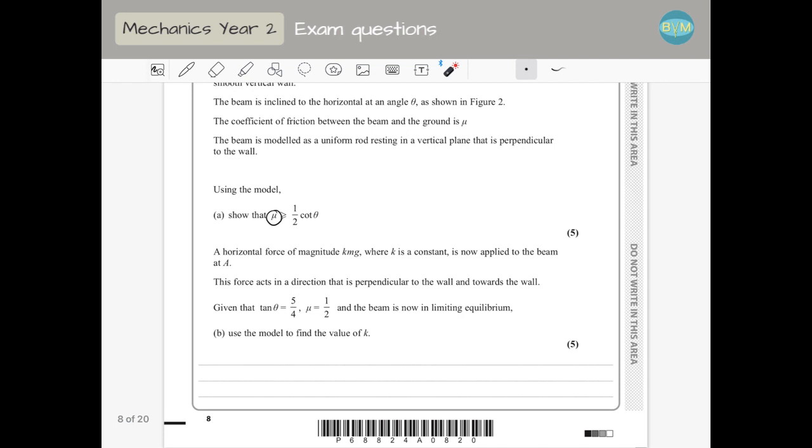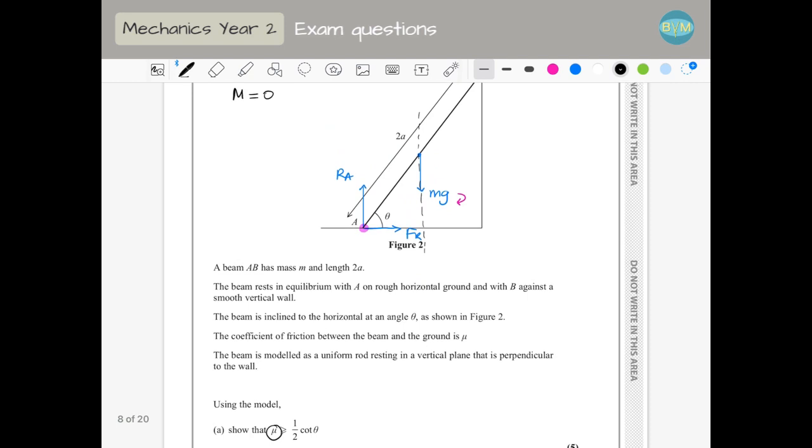Then for the second part, a horizontal force of magnitude kmg, where k is constant, is now applied to the beam at A, acting in the direction that is perpendicular to the wall and towards the wall, and we have tan theta, we have mu, and now it is in limiting equilibrium. So this means, remember, that the friction is going to be maximum, so friction is going to be mu times normal reaction, and use the model to find the value of k. So we have to think what happens with the other forces when we apply one force. So we are applying one force perpendicular to the wall in this direction, that is kmg. So we have to rethink about the friction.